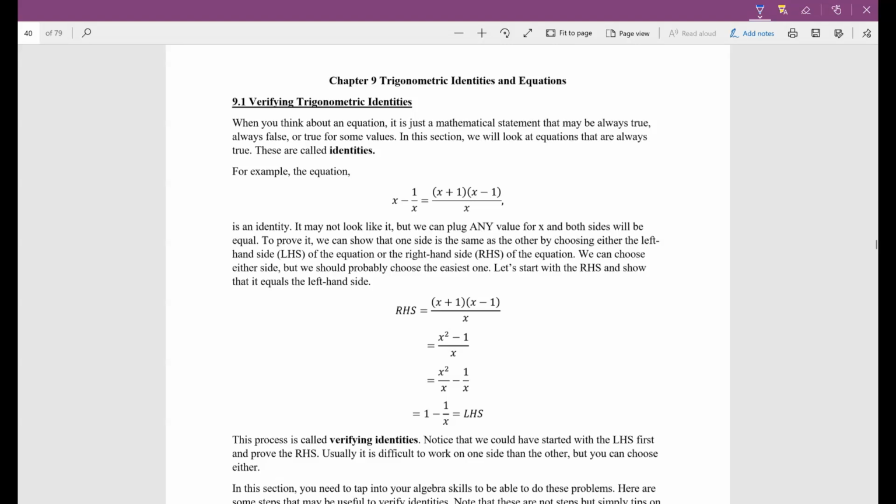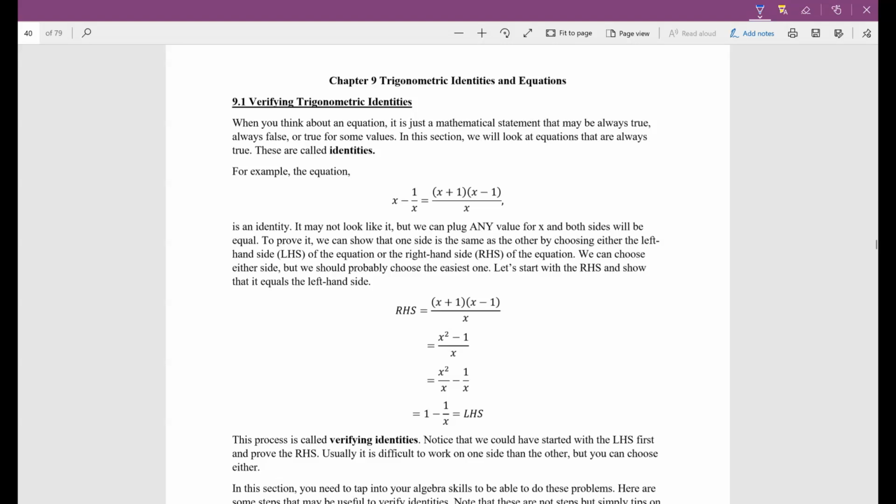This is going to be Chapter 9, Trigonometric Identities and Equations. So Chapter 9 is going to be a very important chapter. If there's something that you really need to understand about this entire class, it's probably Chapter 9. You will be using it, especially solving equations, a lot in calculus, and you'll probably see a lot of it again in pre-calc as well. So the first thing that we'll talk about is verifying trig identities.